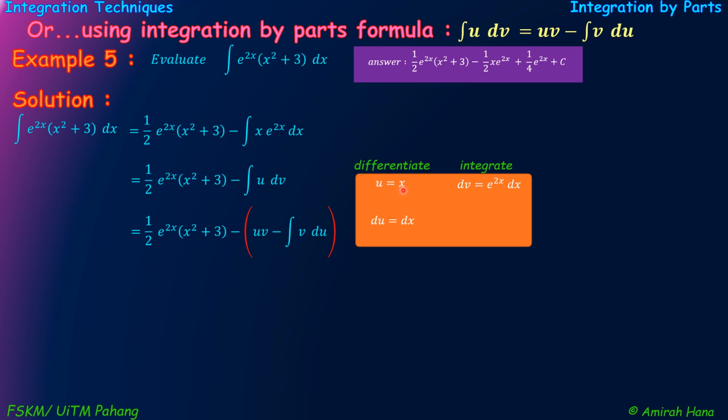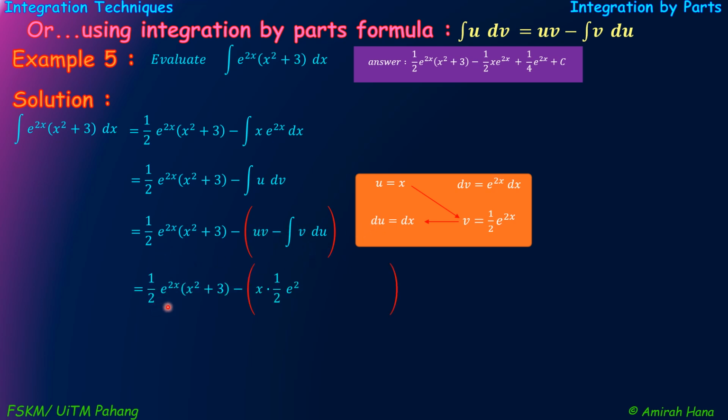So when we differentiate x, the answer equals 1. The dx here comes from the dx on the left hand side, so that's why we get 1 dx here. And then from dv, we need to integrate. So when we integrate e to x dx, the answer equals half e to x, from this formula. After that, we multiply u and v, and we multiply v and du, from this formula.